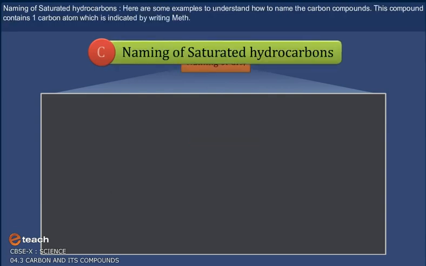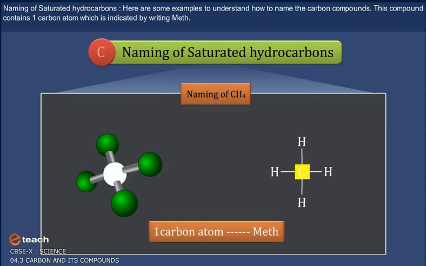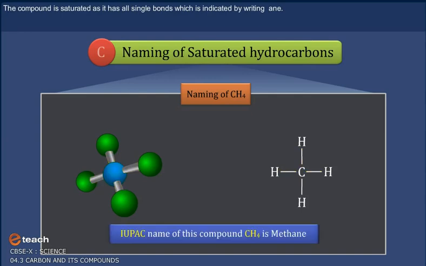Naming of saturated hydrocarbons. Here are some examples to understand how to name the carbon compounds. Naming of CH4. This compound contains 1 carbon atom, which is indicated by writing as meth. The compound is saturated as it has all single bonds, which is indicated by writing as ane. Therefore, the IUPAC name of this compound CH4 is methane.